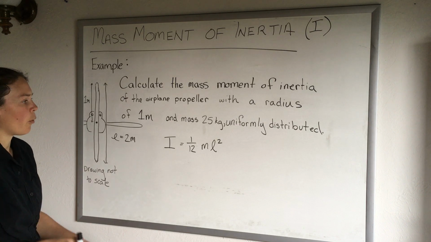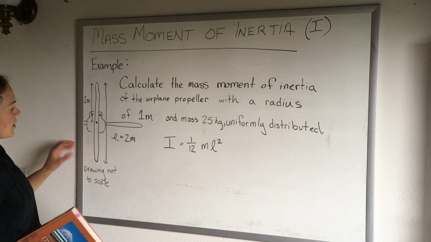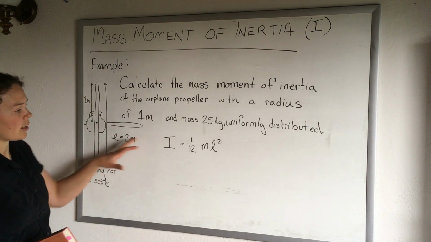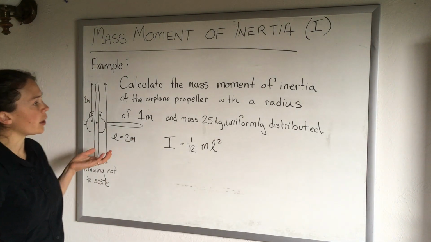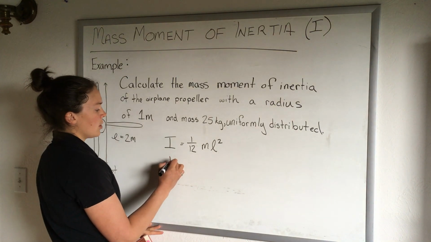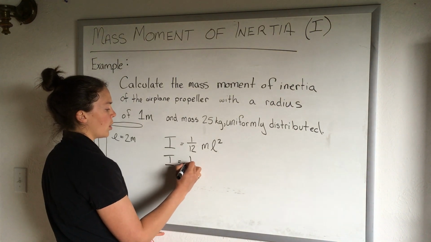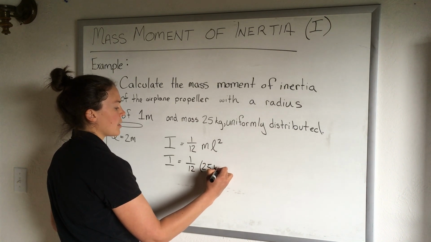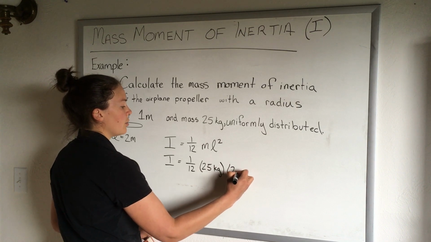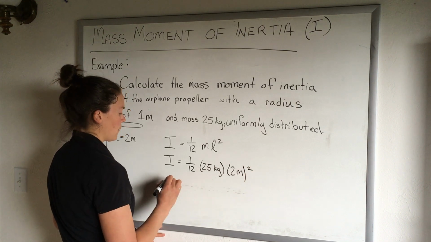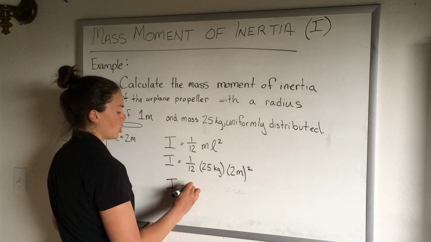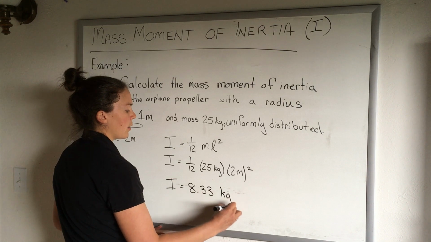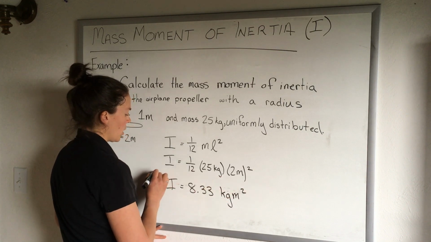And now once we've figured out what the axis of rotation is, what the right thing from our table is, we found our right equation. Now we just get to plug in and find our mass moment of inertia. So here, mass moment of inertia should be 1/12 times the mass, 25 kilograms, times the total length, 2 meters, squared, so that's 4, and this should give us a mass moment of inertia of 8.33 kilogram meters squared.